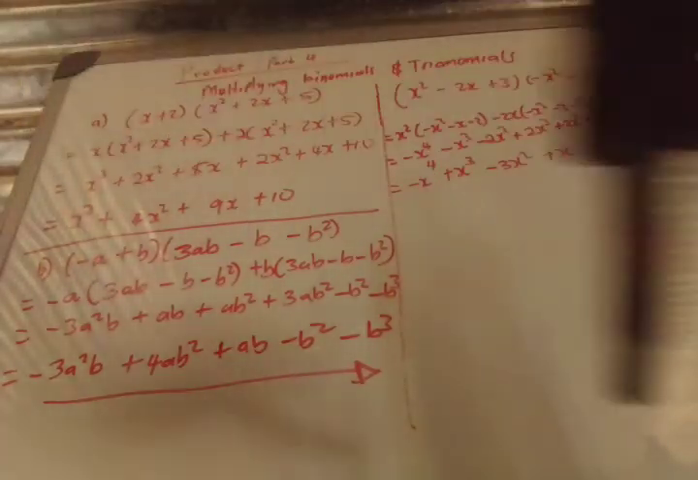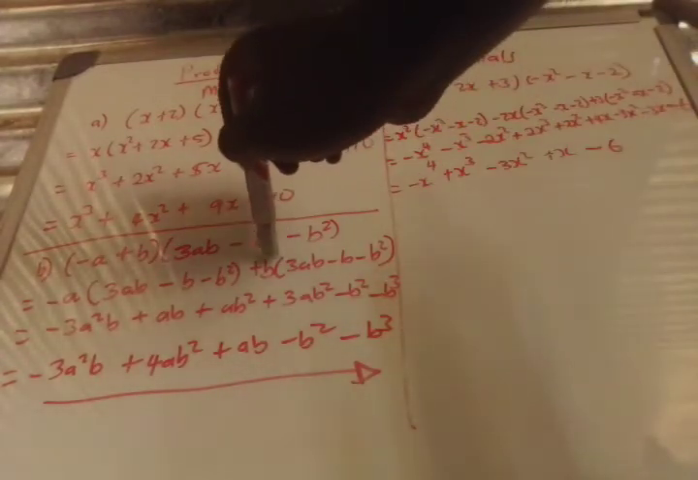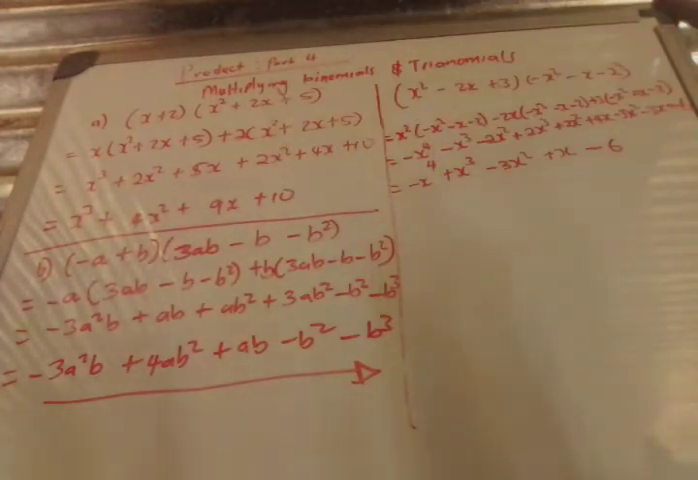Negative a times 3ab is going to be negative 3a squared b, and negative a times negative b is going to be positive ab. Negative a times negative b squared is going to be positive ab squared. In the second bracket, I'll have b times 3ab, which is going to be 3ab squared. Then b times negative b is negative b squared. b times negative b squared is going to be negative b cubed.